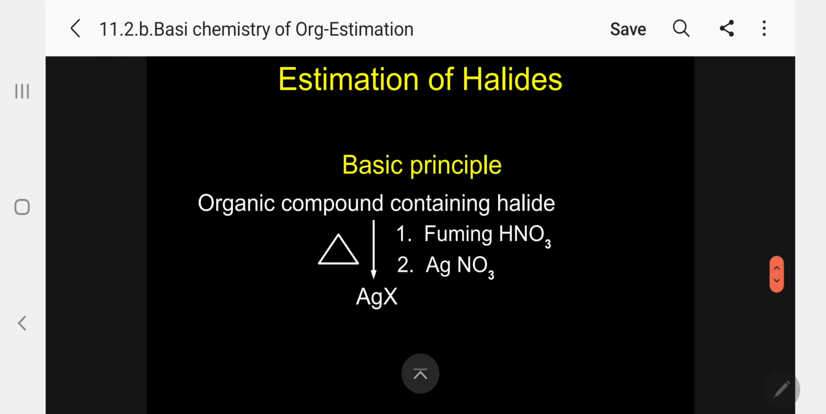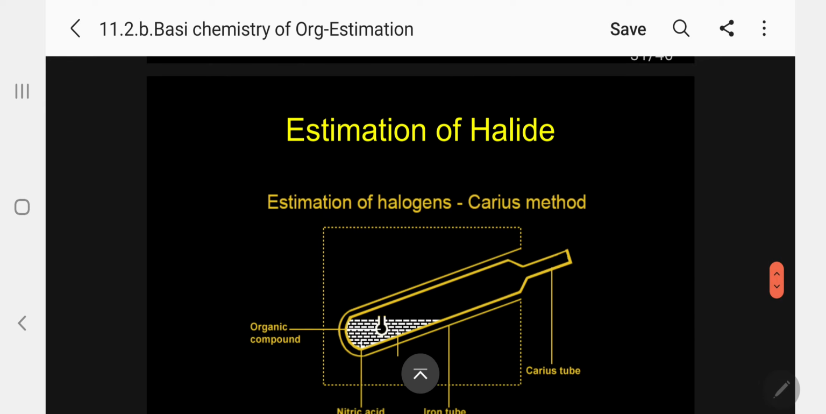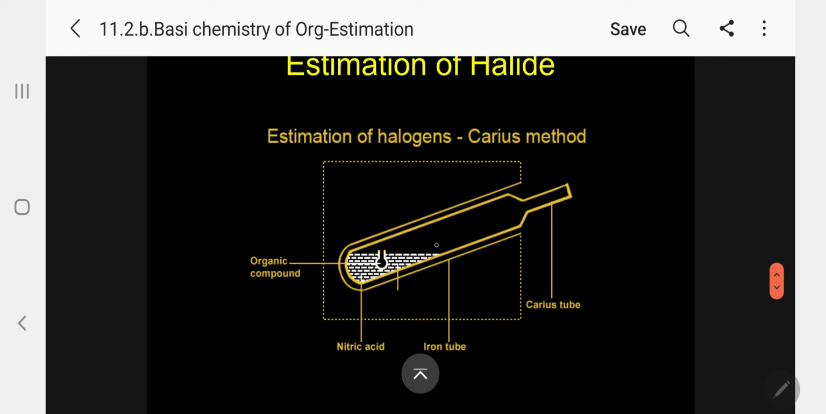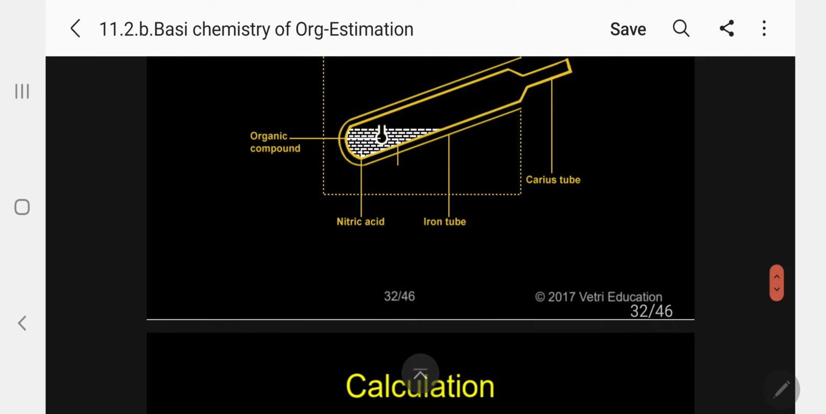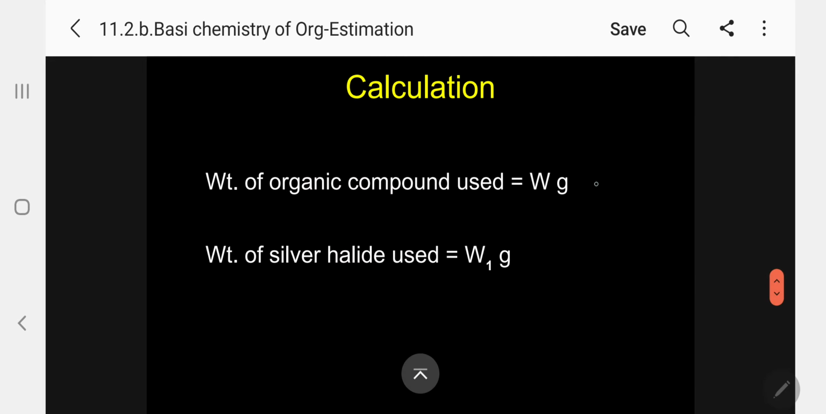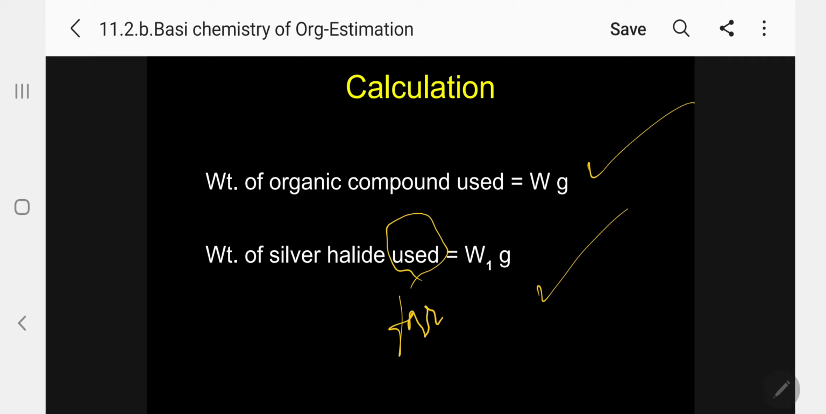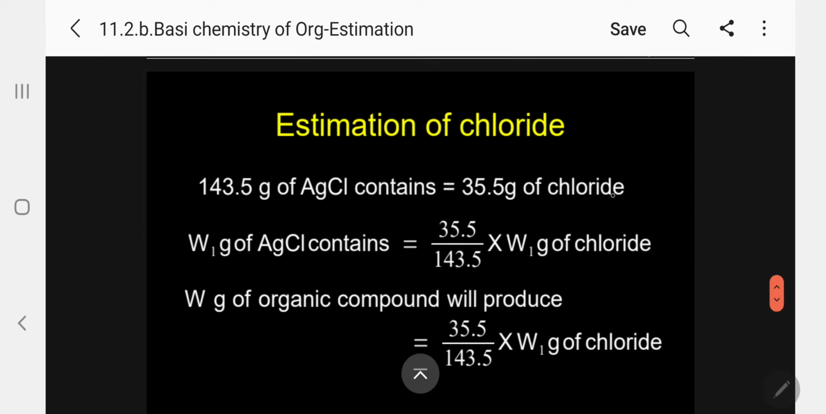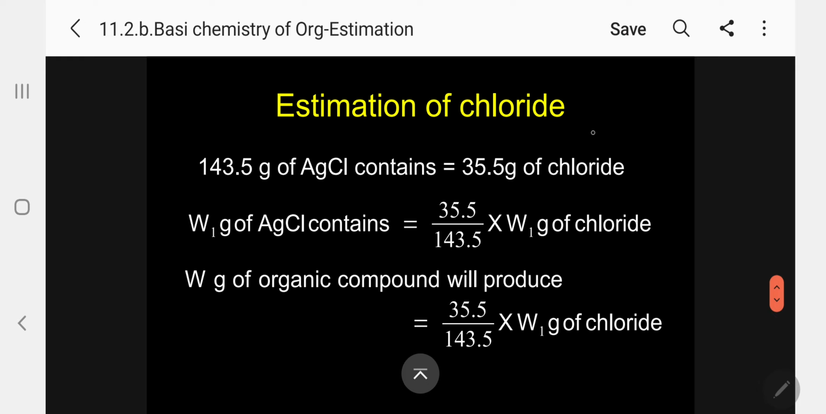Under the basic principle, you know already, compound containing halide, fuming nitric acid, silver nitrate, we are getting silver halide. This is the furnace and we are doing all this experiment. Then this is the calculation. We have only 2 readings: one is the amount of organic compound used, W gram, and the amount of silver halide formed, not used, formed, W1 gram.